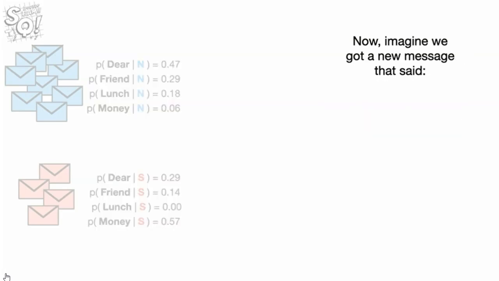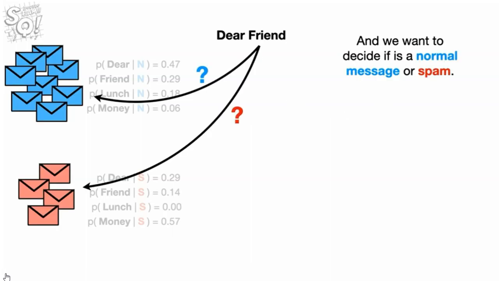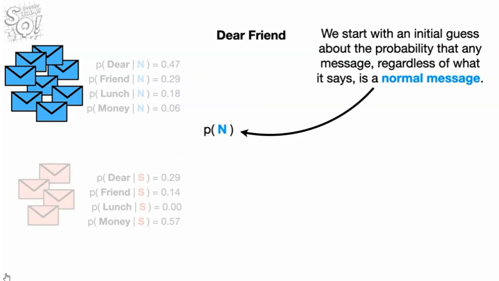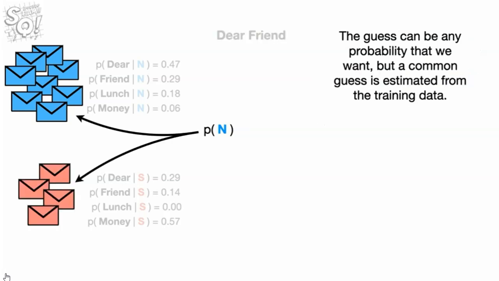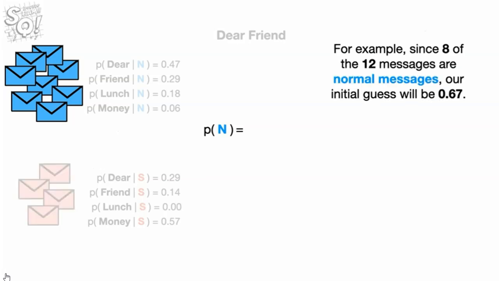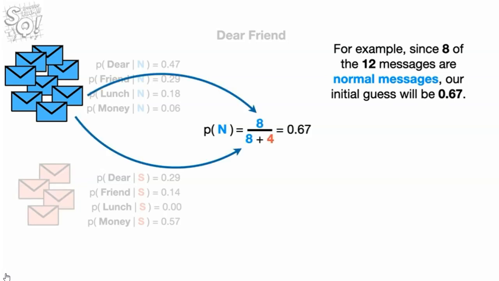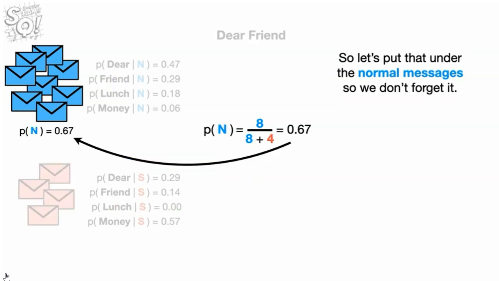Now, imagine we got a new message that said, "Dear friend," and we want to decide if it is a normal message or spam. We start with an initial guess about the probability that any message, regardless of what it says, is a normal message. This guess can be any probability that we want, but a common guess is estimated from the training data. For example, since 8 of the 12 messages are normal messages, our initial guess will be 0.67. So let's put that under the normal messages so we don't forget it.